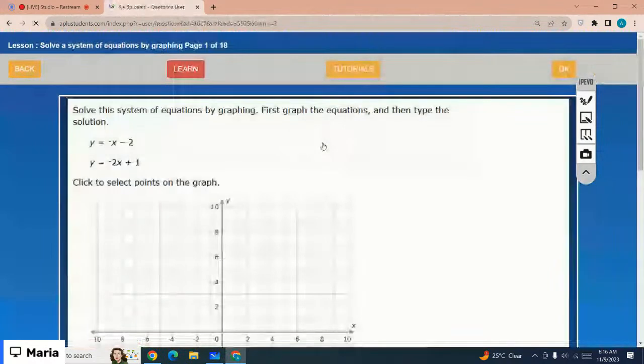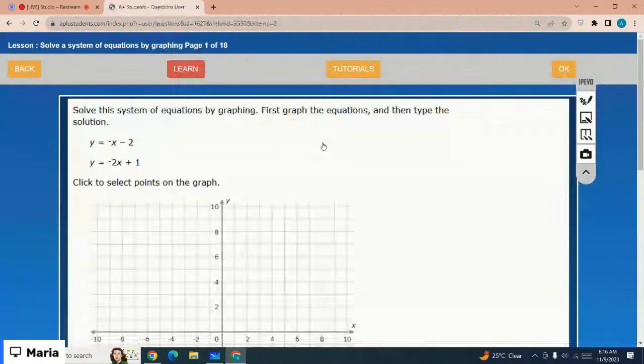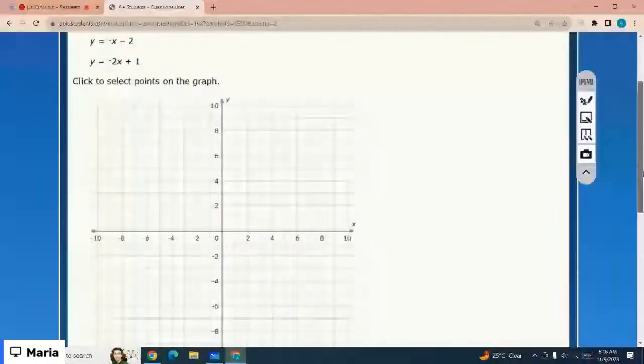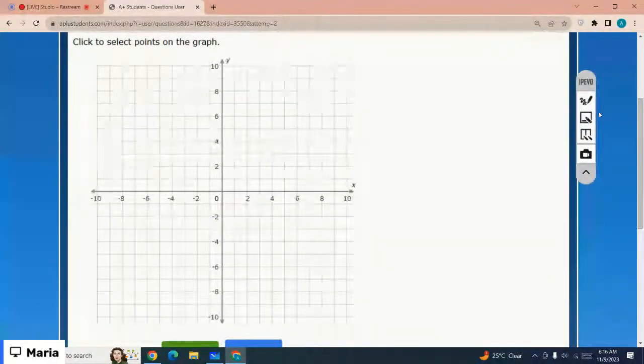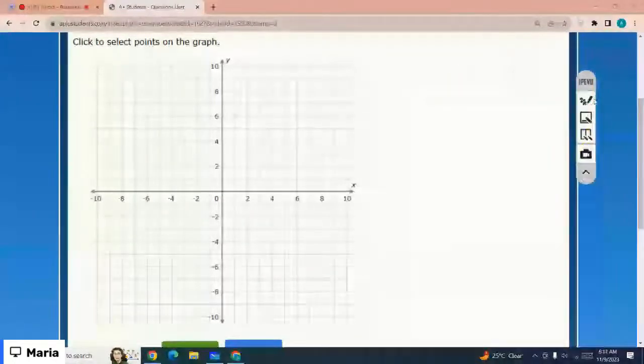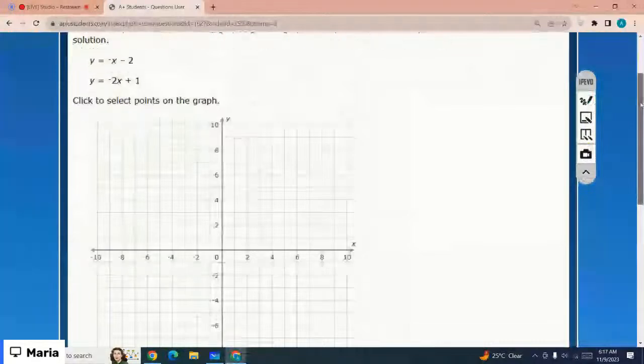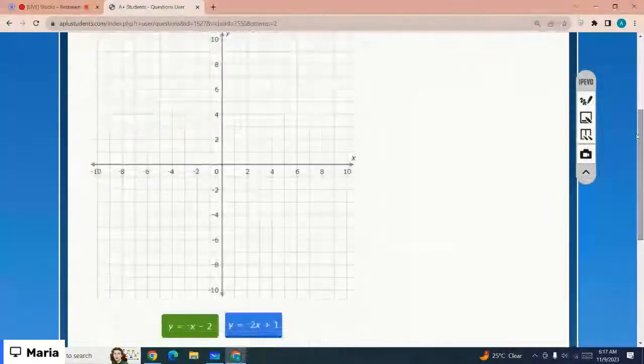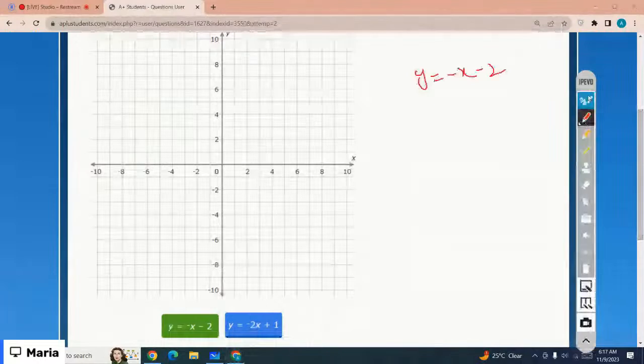Okay, solve the system of equations by graphing. First graph each equation, then type the solution. Okay, the equations are y equals negative x minus 2, and the other equation is y equals negative 2x plus 1. Okay, let's see the first equation.